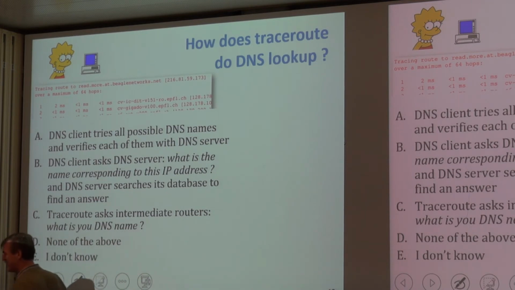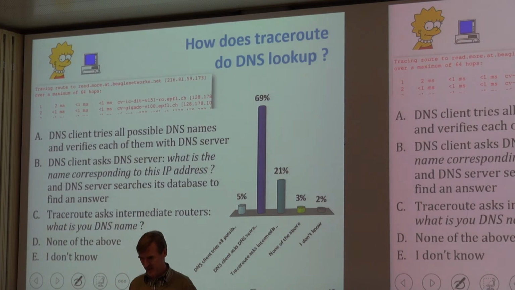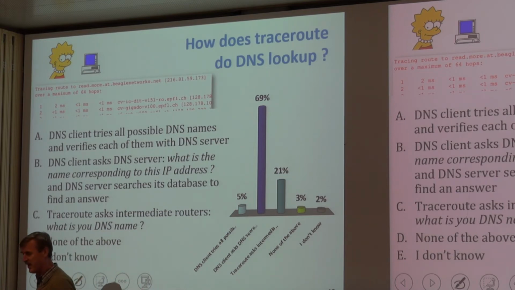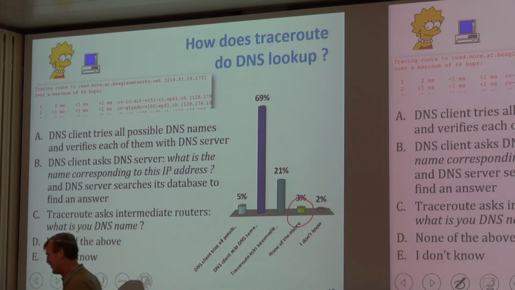Let's see the solution in 5 seconds. So 69%, which is a very clear majority, thinks that the DNS client asks the DNS server what is the name corresponding to this IP address, and the DNS server searches its database to find an answer. Well, that's a good answer, except if you're making a server, a DNS server. The correct answer is none of the above, in fact. So this is where the differential encoding will work. Why not? Why not answer 2?